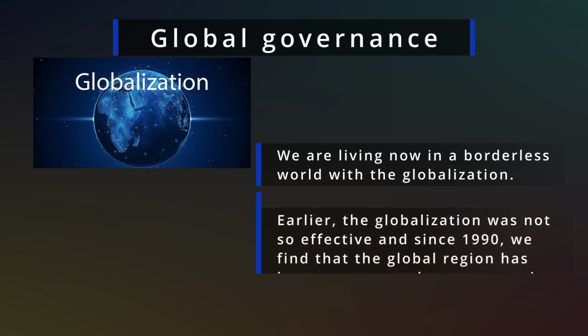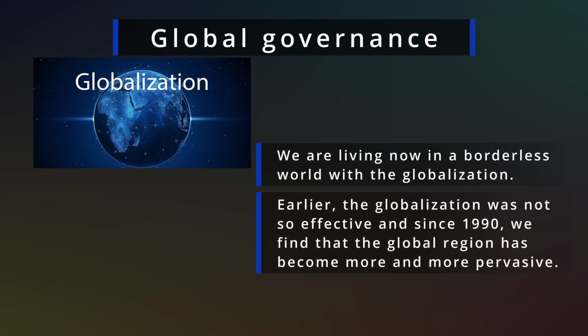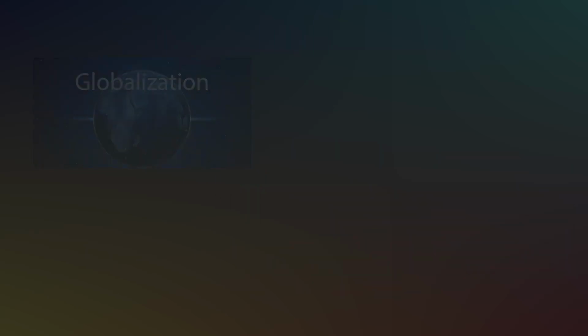In the earlier era, globalization was not so effective, and since 1990 we find that globalization has become more and more pervasive. And then there is a change in world trade and world investment. Earlier, trade and investment were limited, and now trade and investments are in a big volume because of technological changes, because of the changes in information technology and communication technology.